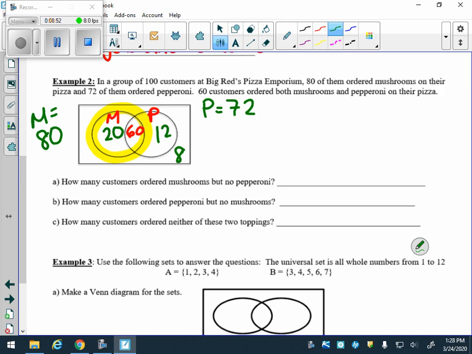So now it wants you to answer the questions. How many customers ordered mushrooms but no pepperoni? We have 20. How many customers ordered pepperoni but no mushrooms? We have 12. How many ordered neither? Is 8. Now if you notice, it's not asking for probability, so we're just giving the number amount. Okay. So I'm going to pause right now, and I want you guys to try example 3 quickly.